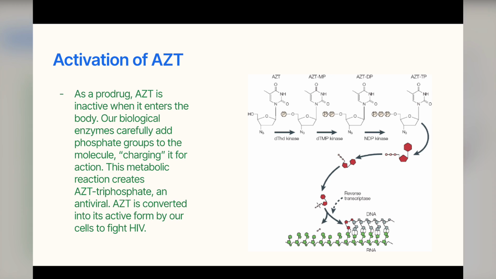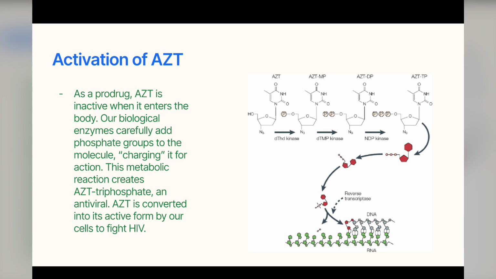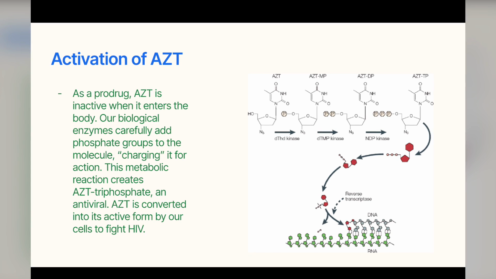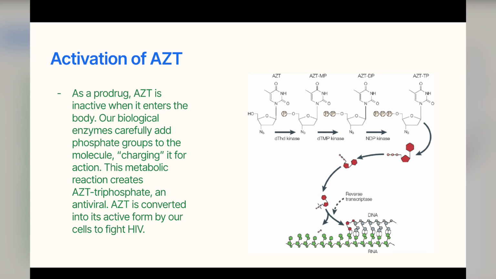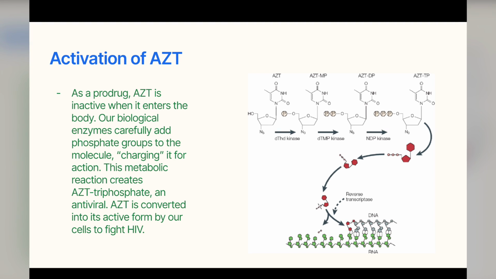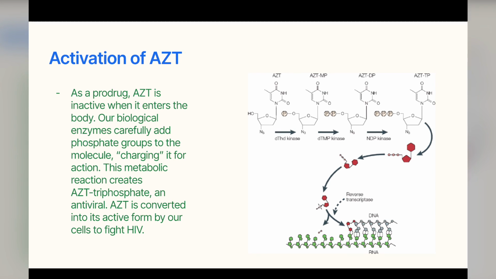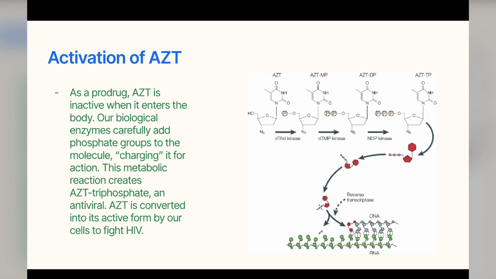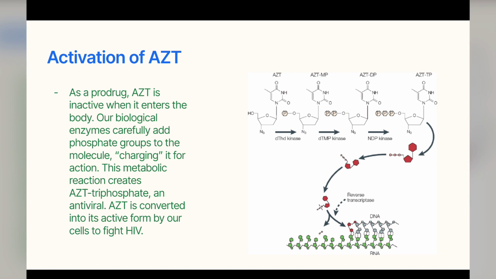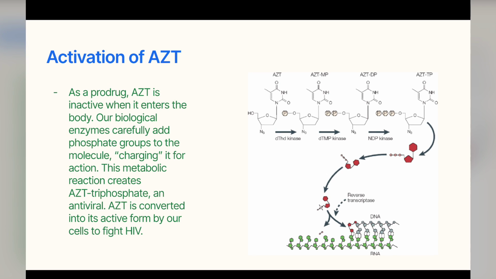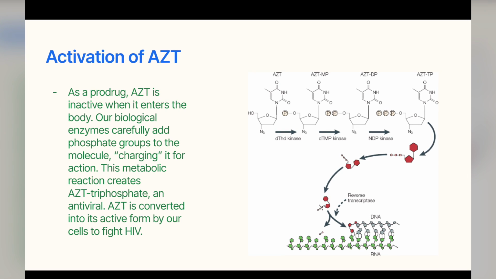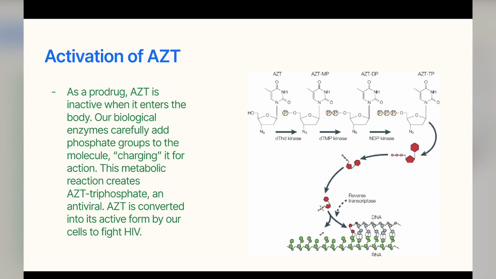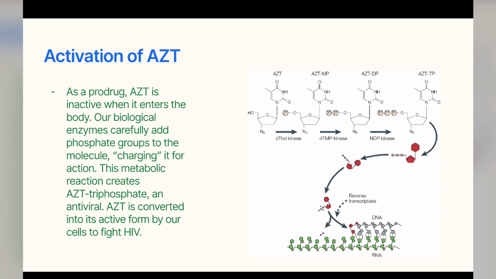Moving on to my next slide titled Activation of AZT. At first, AZT is an inactive prodrug. Enzymes that enter our cells and add 3 phosphate groups produce AZT triphosphate, which is the active antiviral compound. This activation process essentially charges AZT, enabling it to stop HIV replication. My diagram here shows the stepwise addition of phosphate groups to AZT.